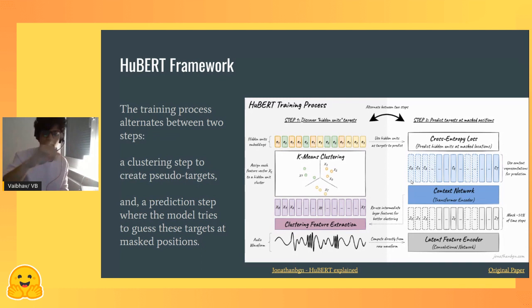So just to sum up, two things are happening here. We take the waveform, it goes through the feature encoder, right? And then we get our speech representational units on the side. In parallel, we take the waveform, we convert it into MFCC features, and those are used for clustering, which then gives us the hidden unit embeddings. And these hidden unit embeddings are then used to predict what kind of target there should be for these masked positions.